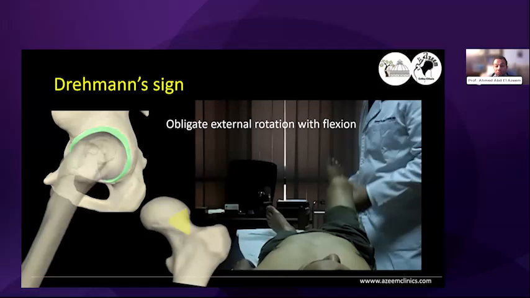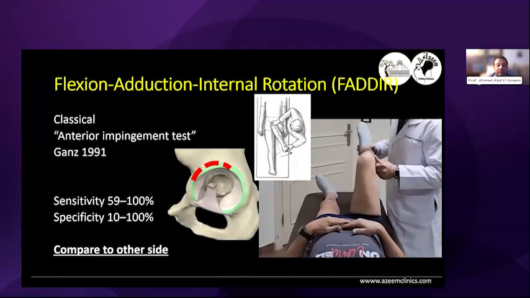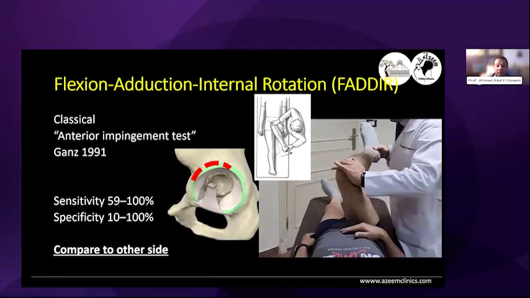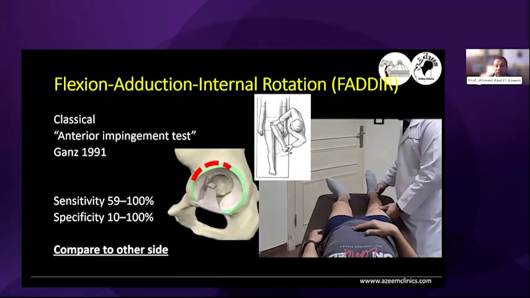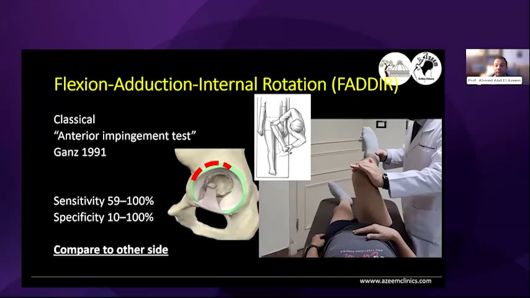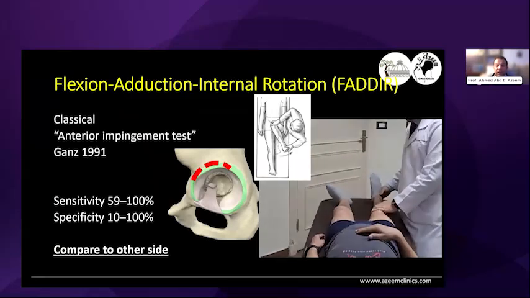So actually the classical anterior impingement test, which was described by Reinhold Ganz in 1991, which is doing a flexion, adduction, internal rotation, actually pushing the femur or the bump against the injured labrum, will cause pain or catching at this maneuver. And this is an aggressive maneuver, which has a high sensitivity but a low specificity. So you have to compare it with the other side to know the normal pain threshold of the patient, to control it and compare it to the other side.